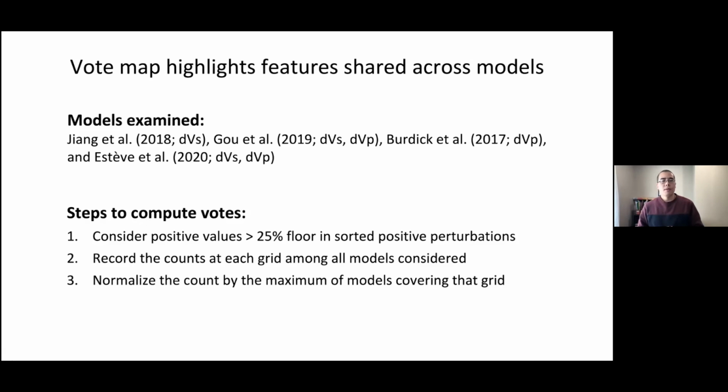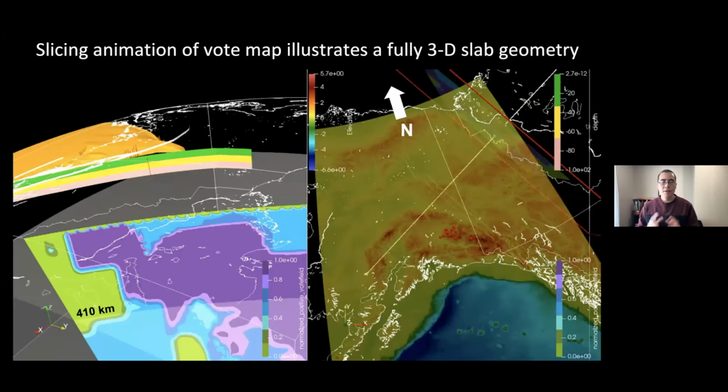So again, the subduction geometry is a very 3D feature. We wanted to check the most reliable features among different models. We computed the vote map from 6 models from 4 publications. We computed the positive values and the counts of positive values for the top 75% and normalized the count by the maximum number of models that cover that grid. I want to emphasize here that the vote map highlights features shared by multiple models, but it does not directly show velocity values.